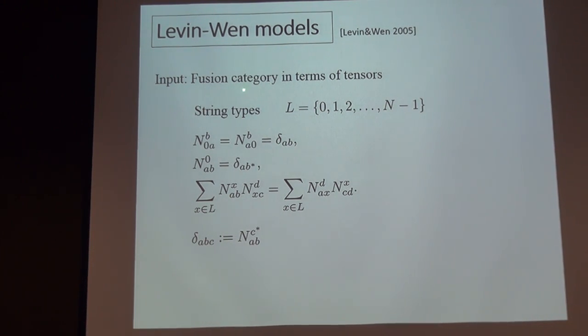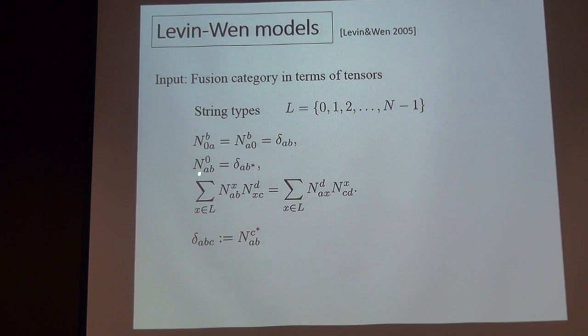So I will spend a few minutes talking about the input data to define the Levin model in a generic way. So the fusion category, by fusion category we mean the tensor description. The fusion category is defined mathematically, but to define the model we use tensors. To start with, we have a finite number of string types. Usually we label these string types by integers, or sometimes maybe half integers.